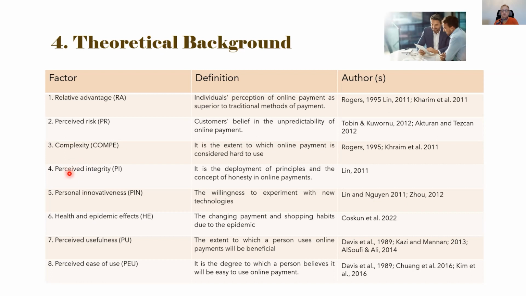Perceived integrity; personal innovativeness, the willingness to experiment with new technologies; health and epidemic effects, the changing payment and shopping habits due to the epidemic; perceived usefulness, the extent to which a person believes using online payments will be beneficial. And finally, we see the perceived ease of use. It is the degree to which a person believes it will be easy to use online payments.